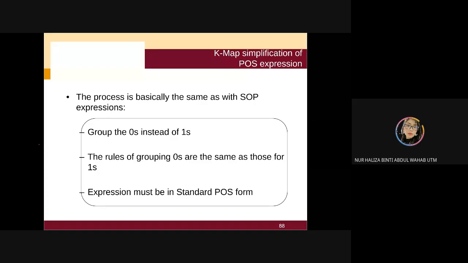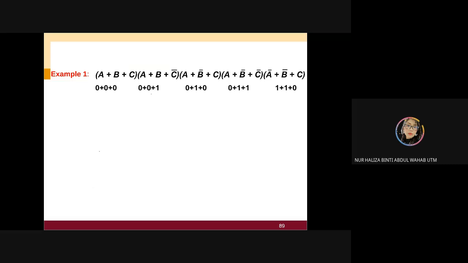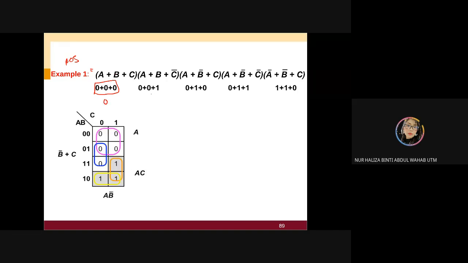Okay, now KMAP. KMAP simplification of POS expression. Sama, it's similar, which is the different only at the POS. It is totally same with your SOP. The difference is between the value. If you were given this POS, A will be 0, B will be 0, C will be 0. So at this input, your output will be 0. And etc. That's why you will get like this.